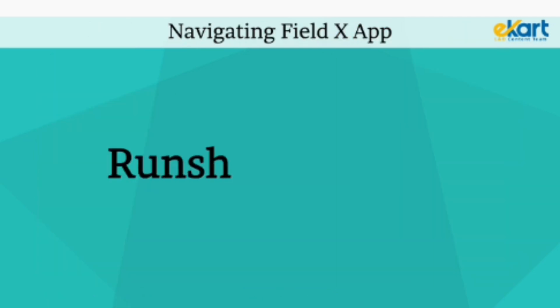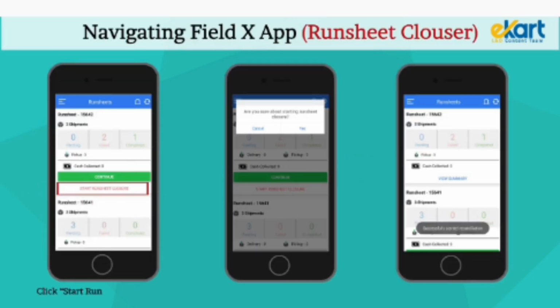We are nearly at the end and here we come to run sheet closure. Click on start run sheet closure once all the tasks are completed for a given run sheet. Click yes to start the run sheet closure and then you will see the completed run sheet screen. Congratulations! You are now aware of the full navigation of the Fildx app.